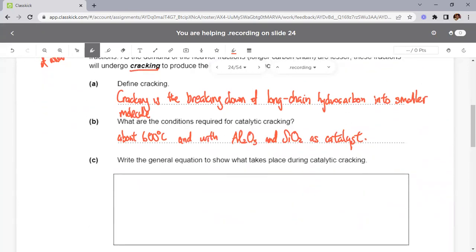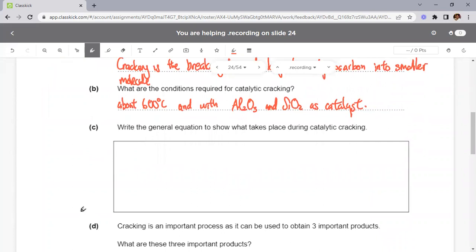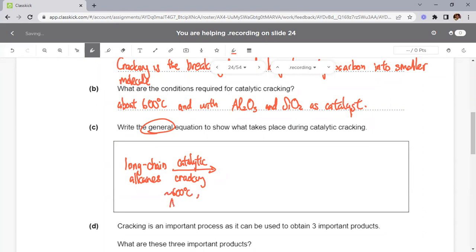So we're going to write down the general equation of what happens during catalytic cracking. This equation will look kind of weird because there are a lot of brackets, but it is just a very general equation for cracking. That's why the word general is here. We are taking the long chain alkanes and letting them undergo catalytic cracking. We could have written about 600 degrees Celsius, comma, Al2O3 and SiO2 on the arrow. This is the condition you can write on the arrow.